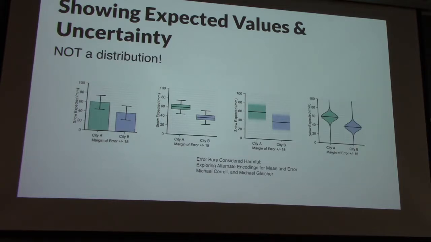When you try to show an expected value and an uncertainty, there is this study again about error bars and bar charts, also from Michael Correll. I have a couple of his papers in this lecture today. They evaluated different approaches to visualize an expected value and the margin of error for that. And they showed that these two representations here at the right produce much better results of actually conveying the data to subjects in an experiment than the other two here.